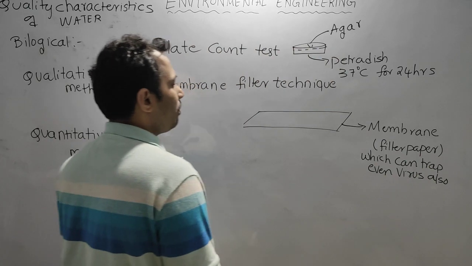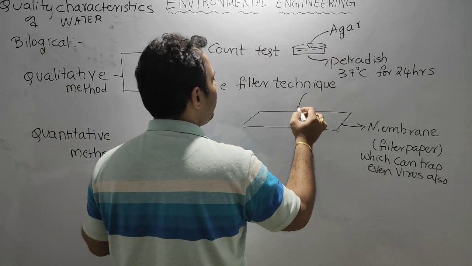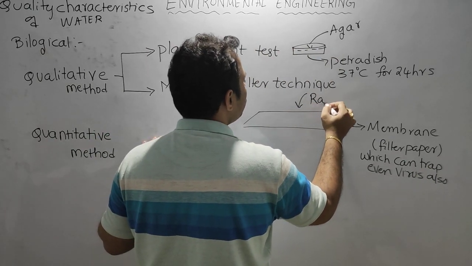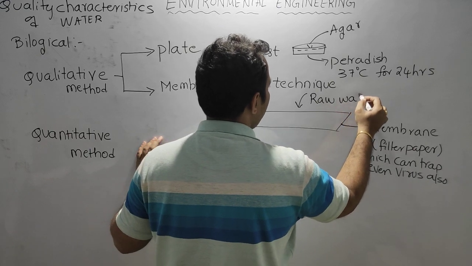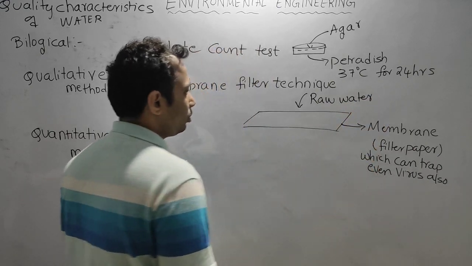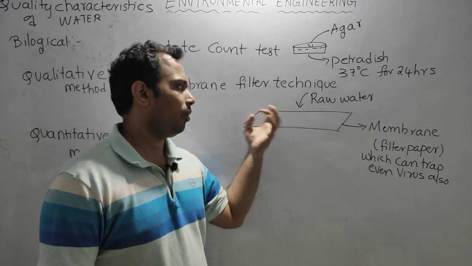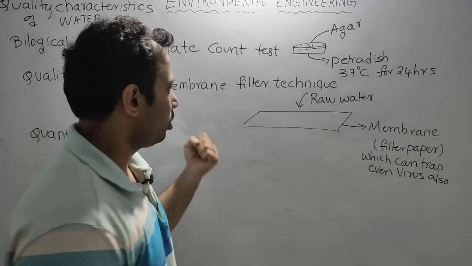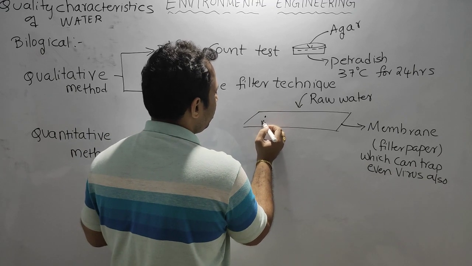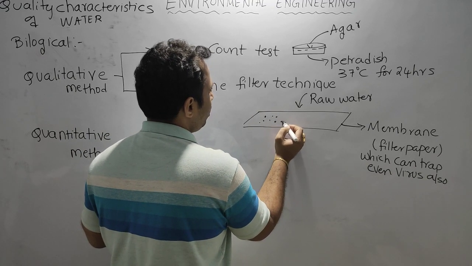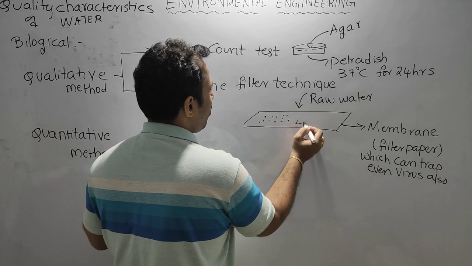Okay, so this is the membrane. On this membrane, we will allow the raw water to pass through. Whatever virus, bacteria, or microorganism is present in the water will get arrested and trapped on the top of this membrane.